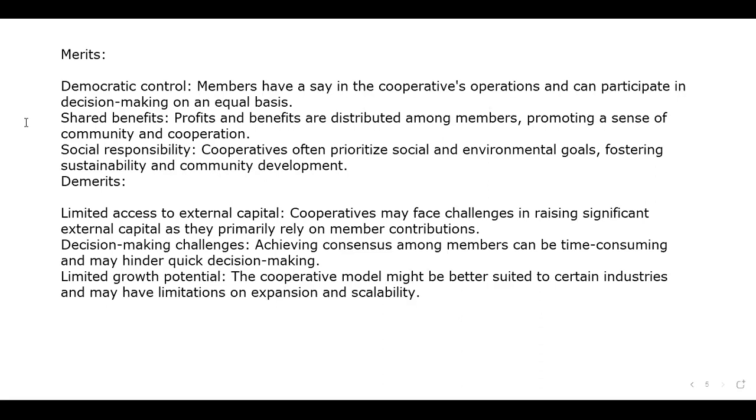The disadvantage is that they have limited access to external capital, so they are limited to how much is fundraised by each member.